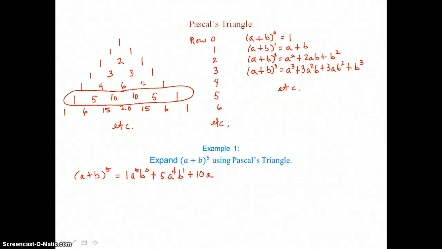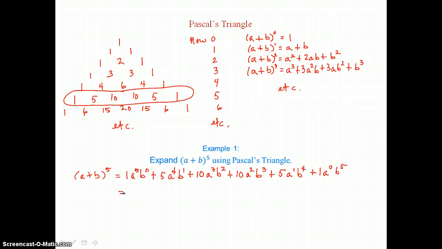It's going to have 1 less factor of a and 1 more factor of b. The next term also has a coefficient of 10. It has 1 less factor of a and 1 more factor of b. And the next term has a coefficient of 5. It has 1 less factor of a and 1 more factor of b. And the last term is going to have that coefficient of 1. It's going to have 1 less factor of a and 1 more factor of b.